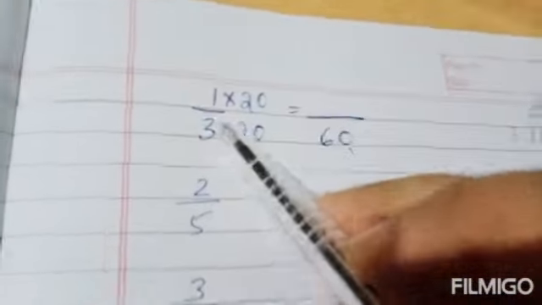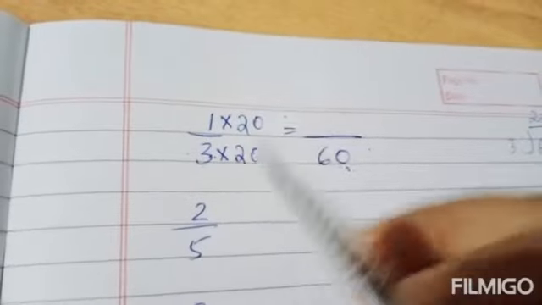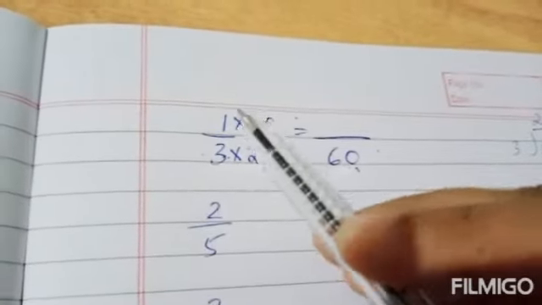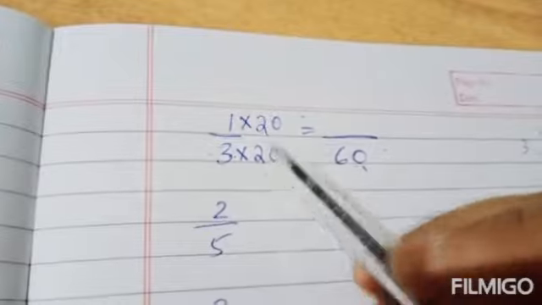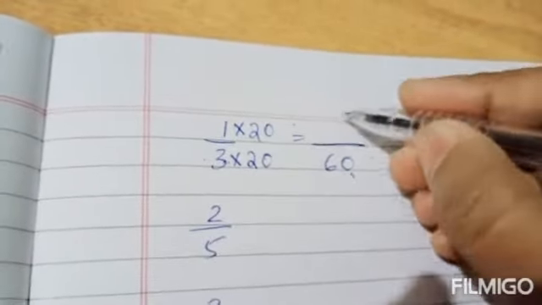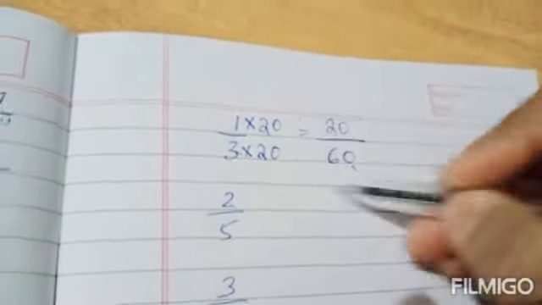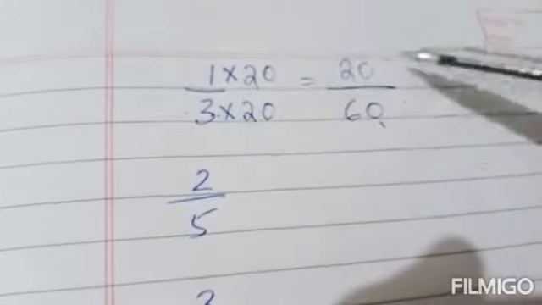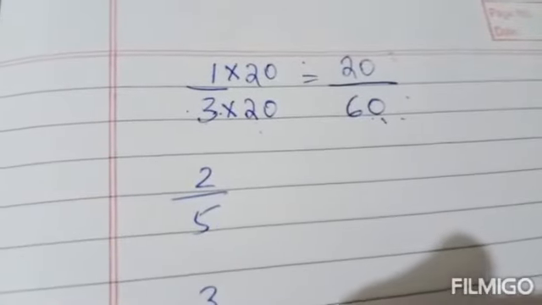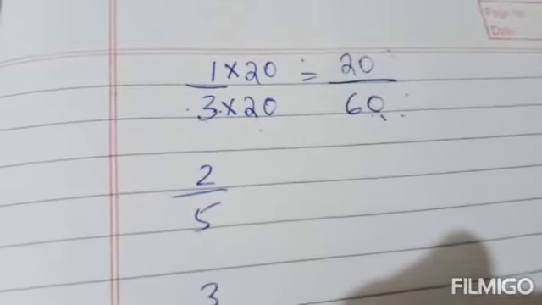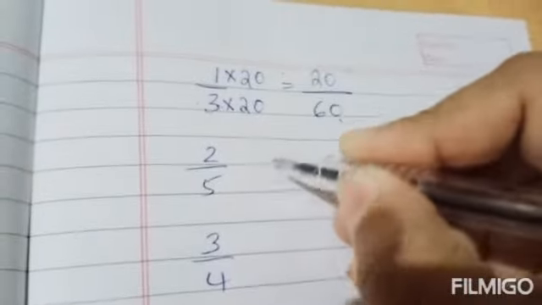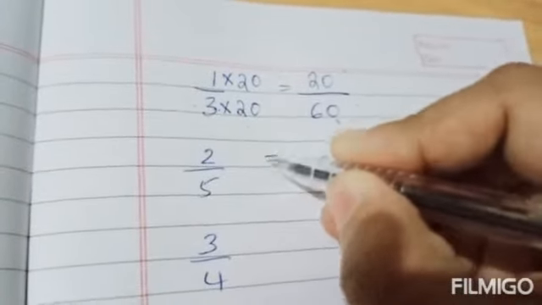If you are multiplying the denominator by a number, the numerator also you should multiply with the same number. So 1 into 20 you will get 20. So this 20 by 60 is an equivalent fraction of 1 by 3. 1 by 3 and 20 by 60 are equal, so they are equivalent fractions. Now the denominator of 2 by 5.